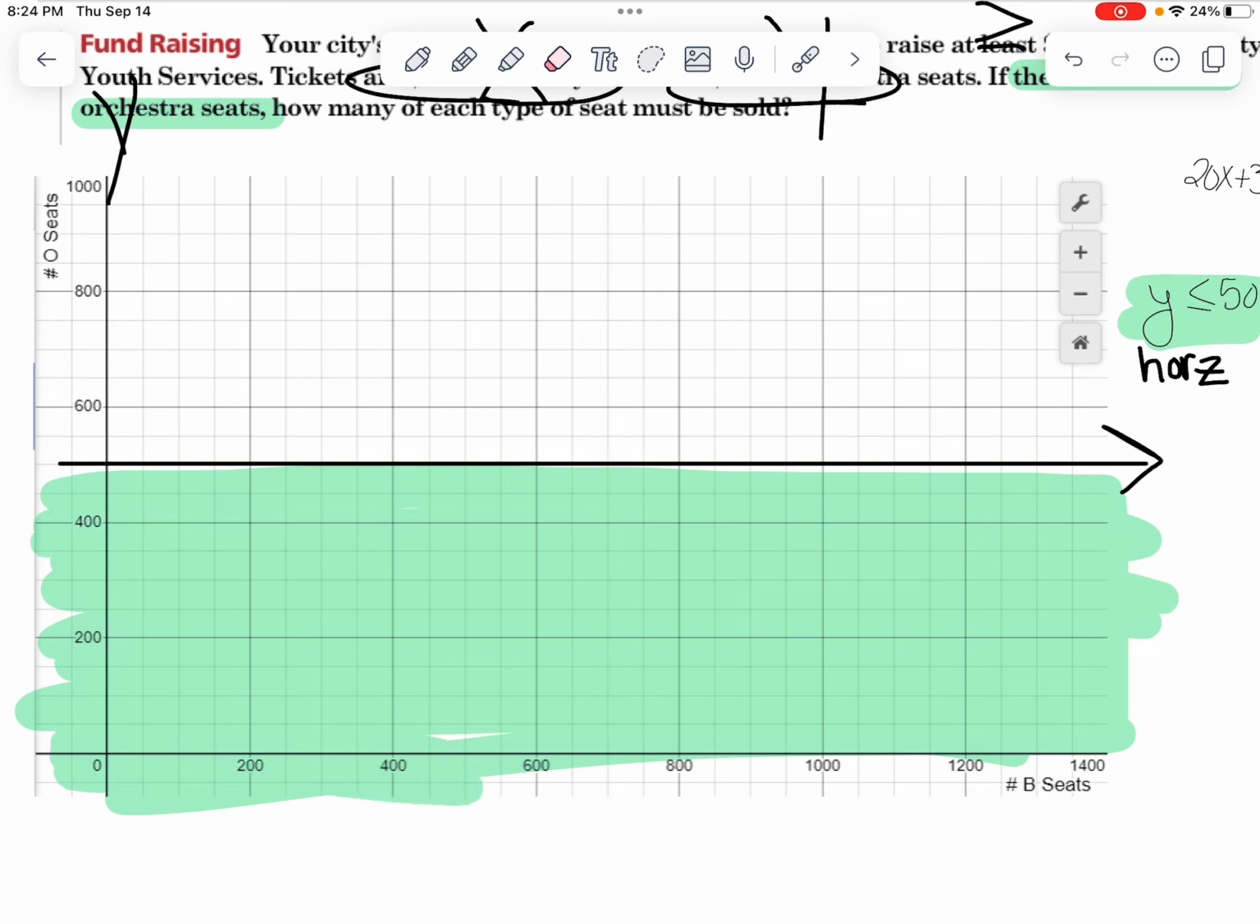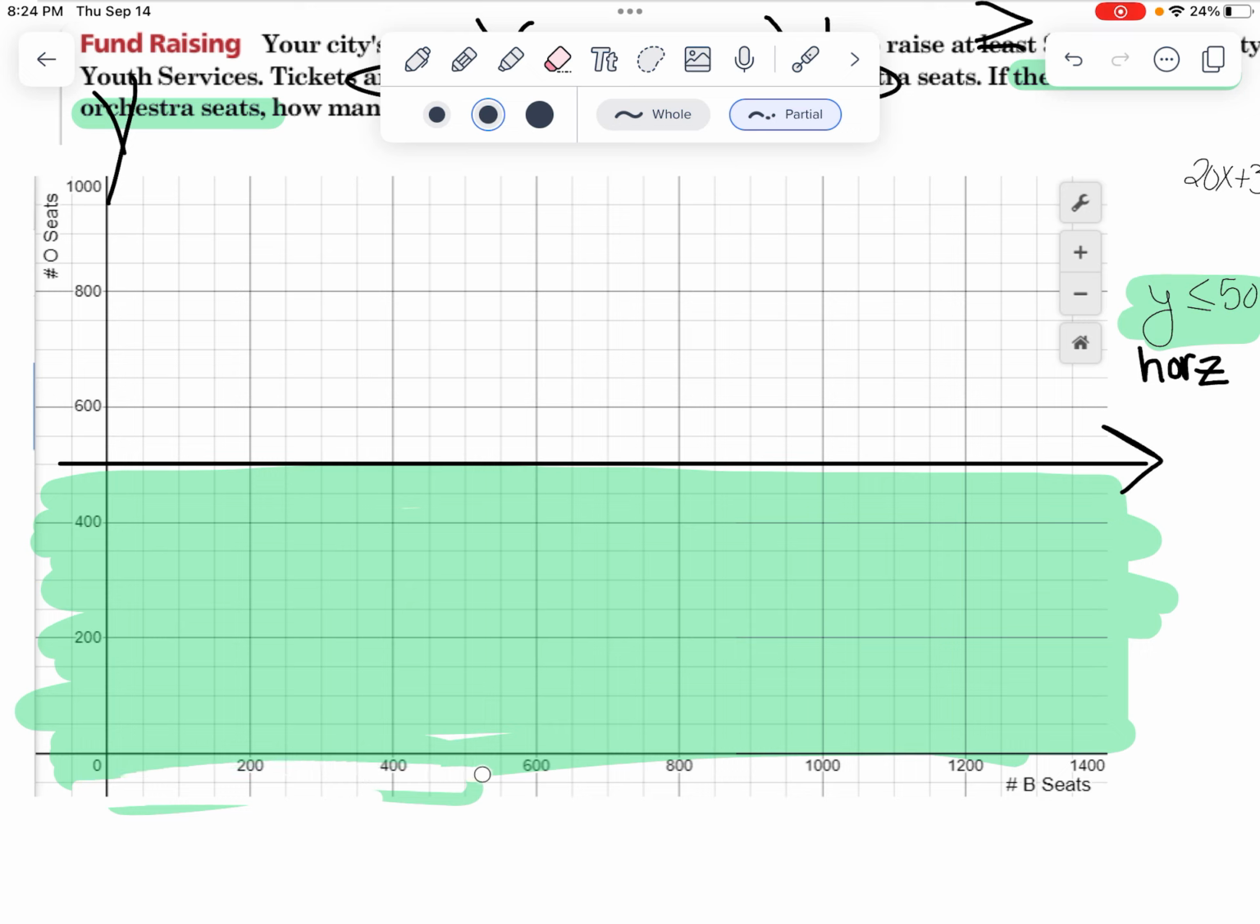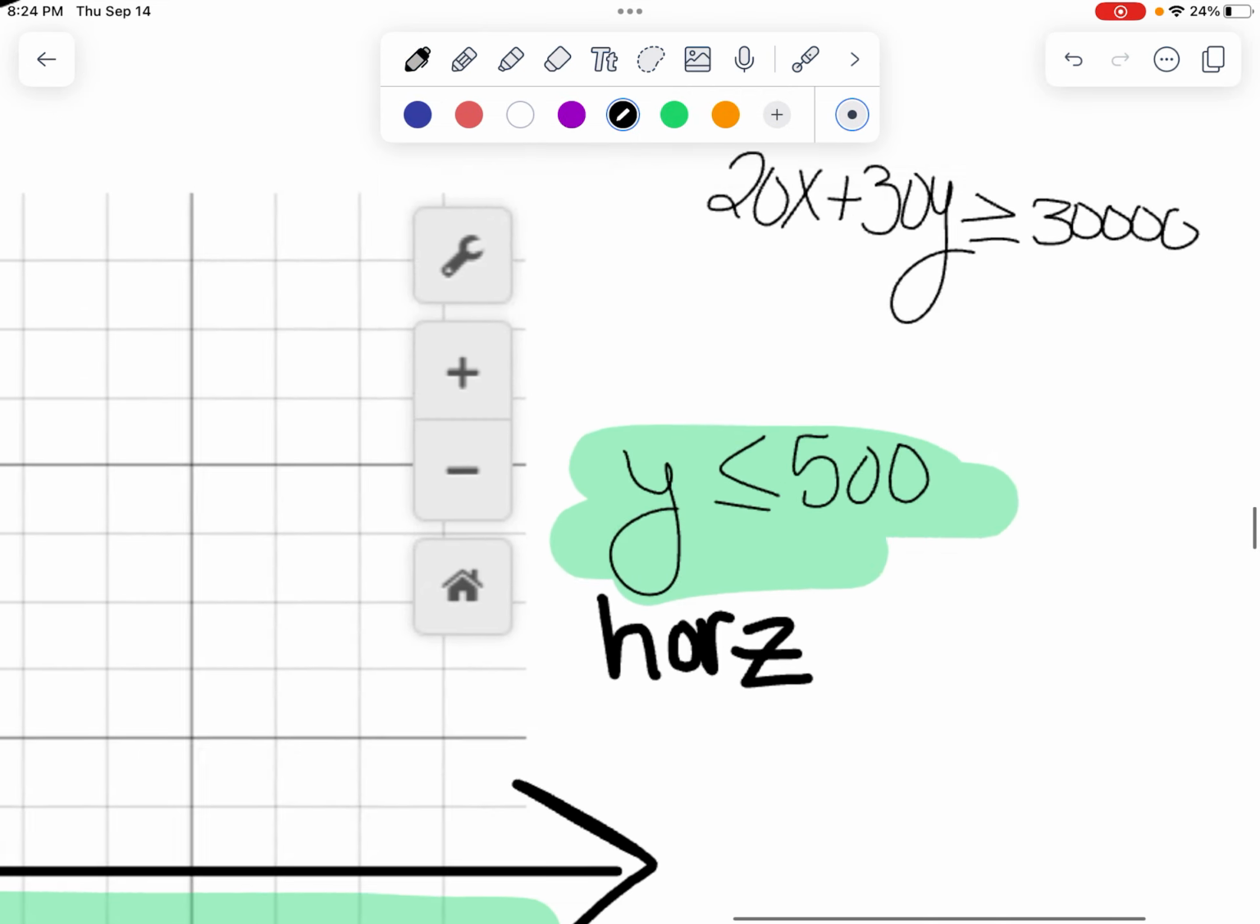And really, guys, I don't need to be graphing anything here because you can't have negative seats and negative money. So you can erase that if you want. If you're kind of like a little perfectionist, you go right ahead. And actually, in all honesty, nothing in this area should be shaded. There you go. Now it's time to graph this one.